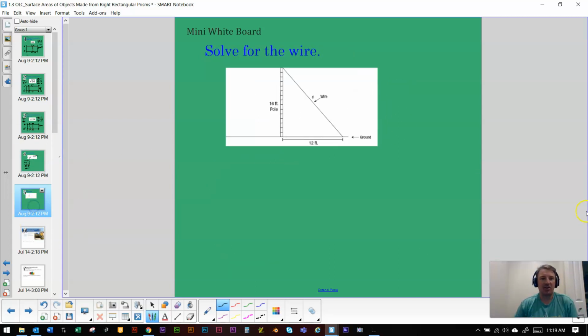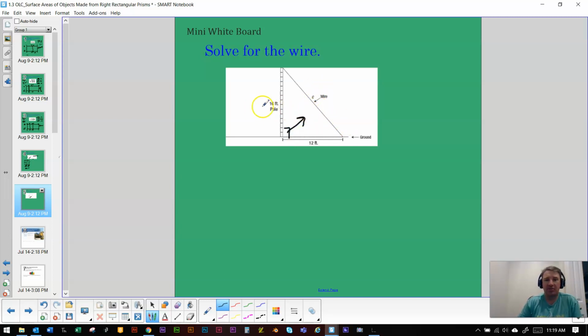All right, next question. Hey, we've got a wire. This was more of a real life problem. Let's say you've got a pole and you have to bring a wire down to the ground and it has to be 12 feet away from the bottom of the pole. We need to find out how long this thing needs to be. Well, that's pretty clearly the right angle there, so I'm going to draw my arrow out from that.